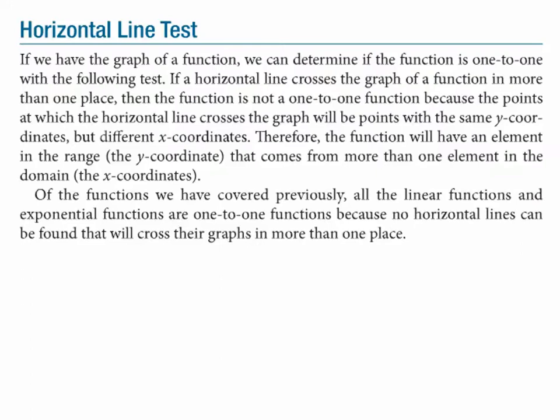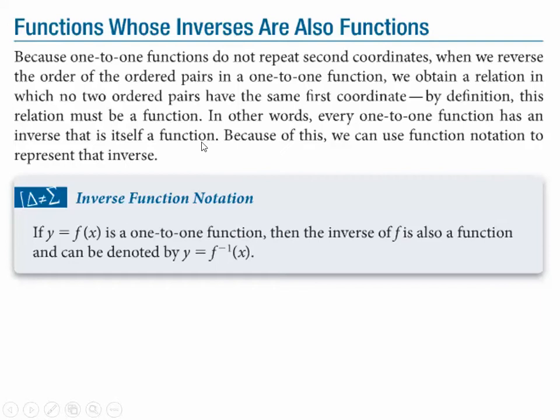Okay, so now let's go to the horizontal line test. That's in the textbook as well, and that's what we've been talking about for a while. If a horizontal line crosses the graph of a function in more than one place, then the function is not one-to-one, because the points will fail the horizontal line test. Jumping to notation here: functions whose inverses are also functions. That's what we're going to talk about.